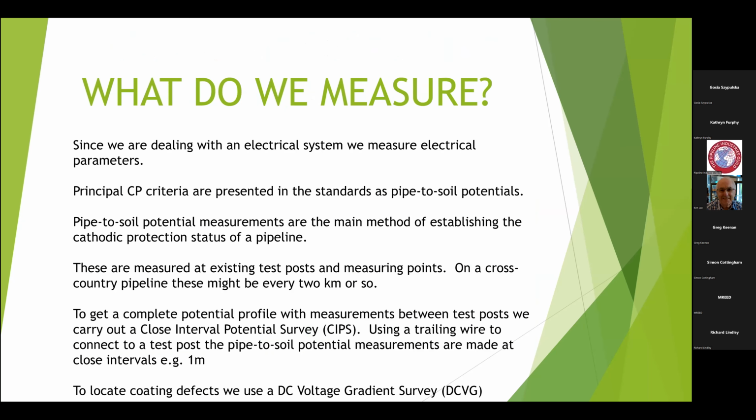So I mentioned earlier about the pipe to soil potentials, and sometimes it's not enough to just measure them at the test posts. We do need to measure them in between the test posts. And the way we do that is to use a trailing wire to connect to the test post, and we take the measurements at close intervals. Could be 1 meter, more typically it's a couple of meters. And then to locate coating defects, we use another technique called the DC voltage gradient survey.